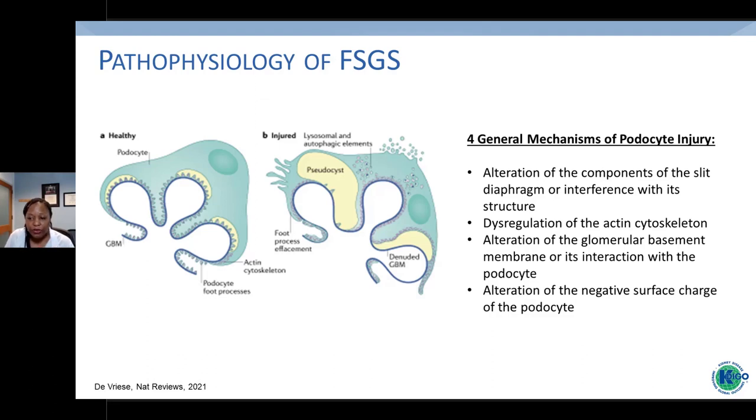Looking at this a little closer, healthy podocytes, as you see in this diagram to your far left, are characterized by the presence of interdigitating foot processes that are attached to the glomerular basement membrane by attachment molecules. And then characteristic structural changes in injured podocytes, as you see immediately to its right, include foot process effacement and detachment, resulting in denuded areas of the glomerular basement membrane that you can see depicted here in effacement of the podocyte. And sometimes you'll see development of pseudocysts.